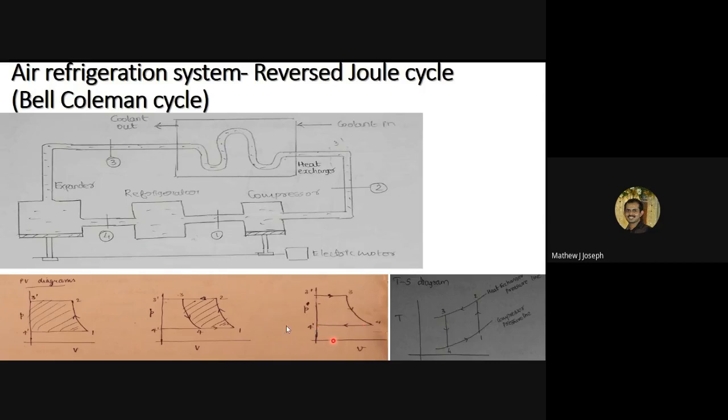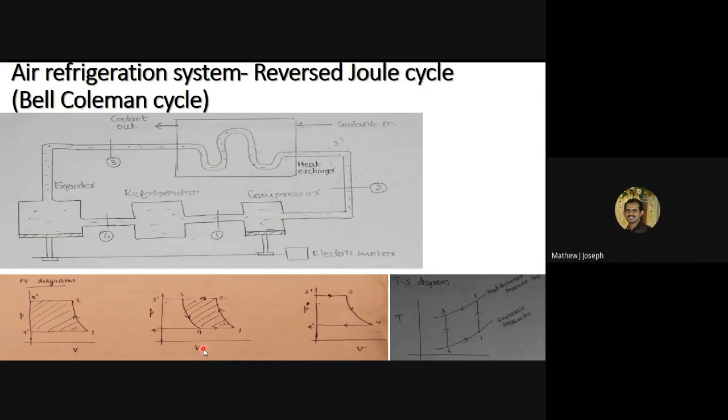So 4 dash is nothing but some imaginary point in and around this refrigerator compartment. Okay, so 4 to 4 dash, that is the expander cylinder working. So combining this expander cylinder working and the compressor cylinder working, our Bell-Coleman cycle, or the reversed Joule cycle, or the cyclic representation of air refrigeration system can be obtained like this.